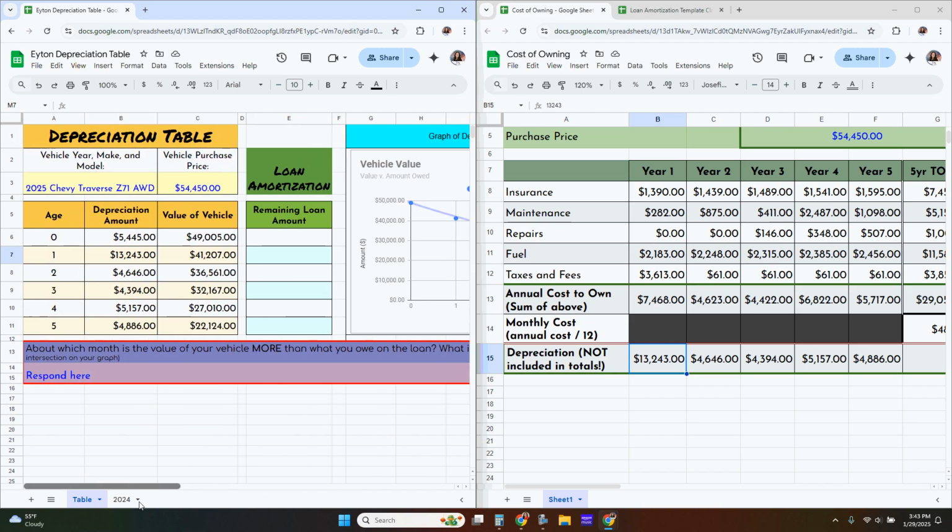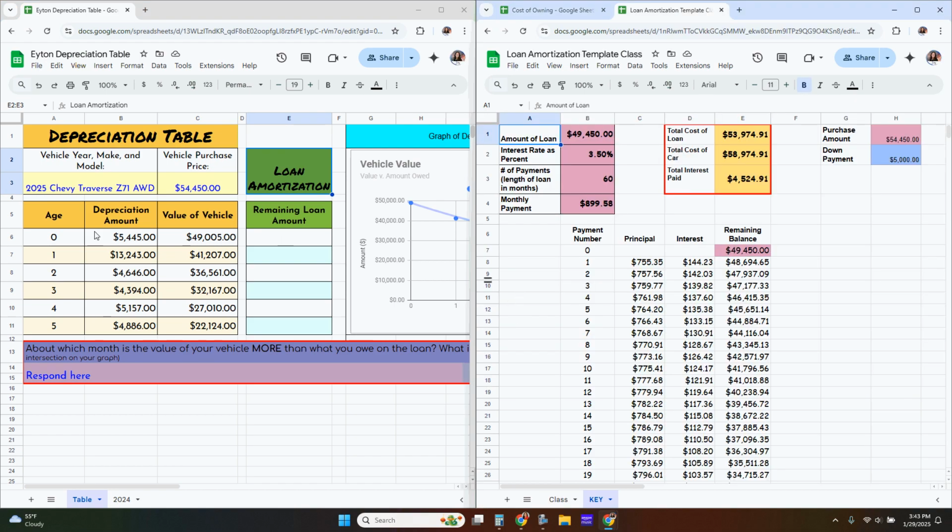So now what we are going to do is go ahead and do this green chart here. This green is from our loan amortization. So I'm going to go over to that spreadsheet. At 0 years, how much do I owe on my loan? I owe $49,450. Okay, so I'm going to go ahead and put that in.